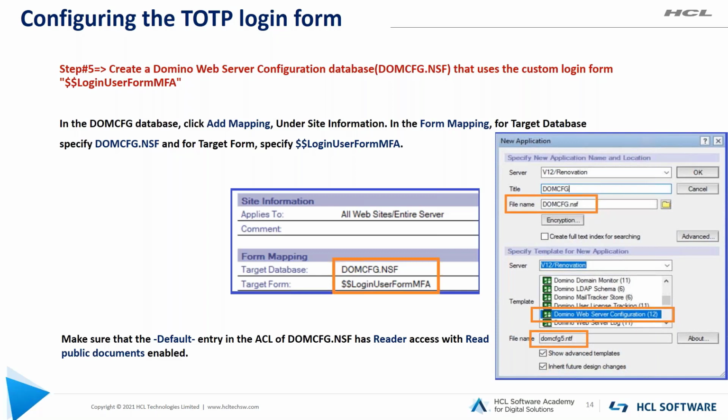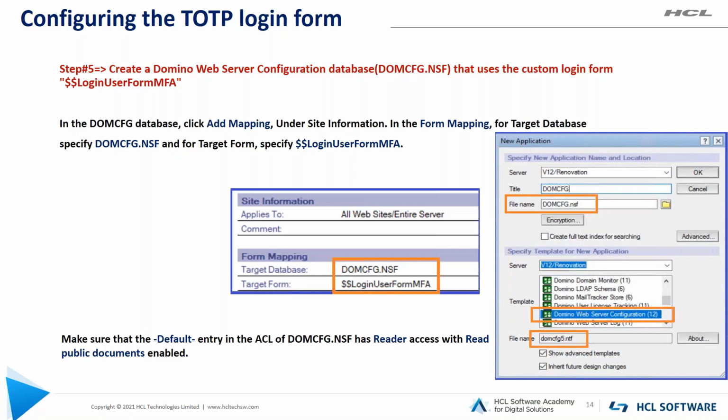In this slide, we will check how to configure a new login form for TOTP. First, create a new database called domcfg.nsf with the updated Domino web server configuration template from a Vault server. In case you already have a domcfg database, ensure to replace the template design with the Vault server one.